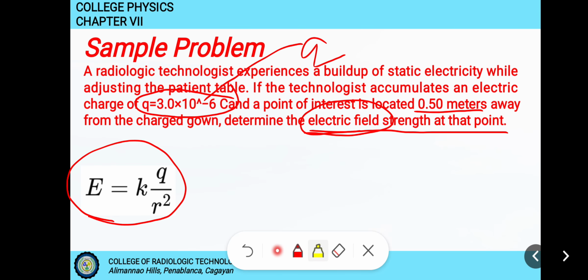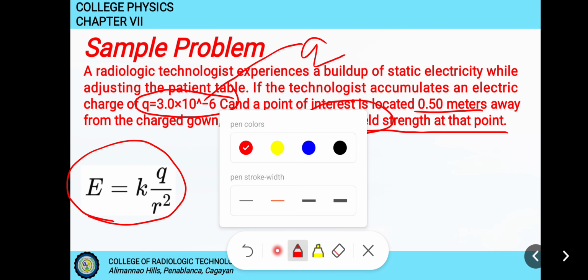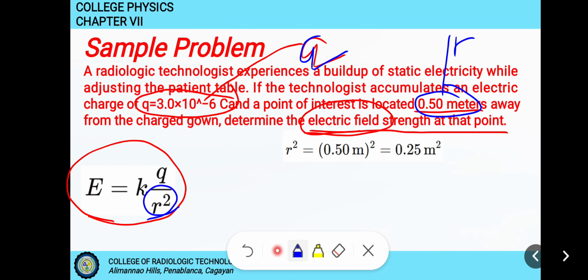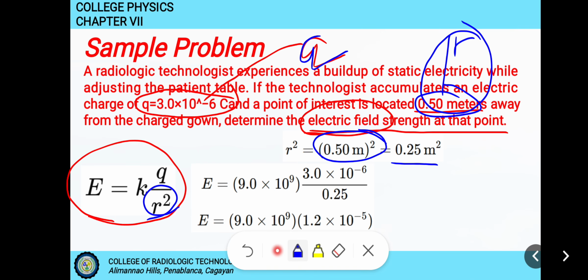Let's use a different color. So this one is your Q. And this, again, is your R. And our K, class, of course, is a constant. Okay, let's now substitute. We need first to convert this R squared. We need to square it: 0.50 squared will give us 0.25 square meter.